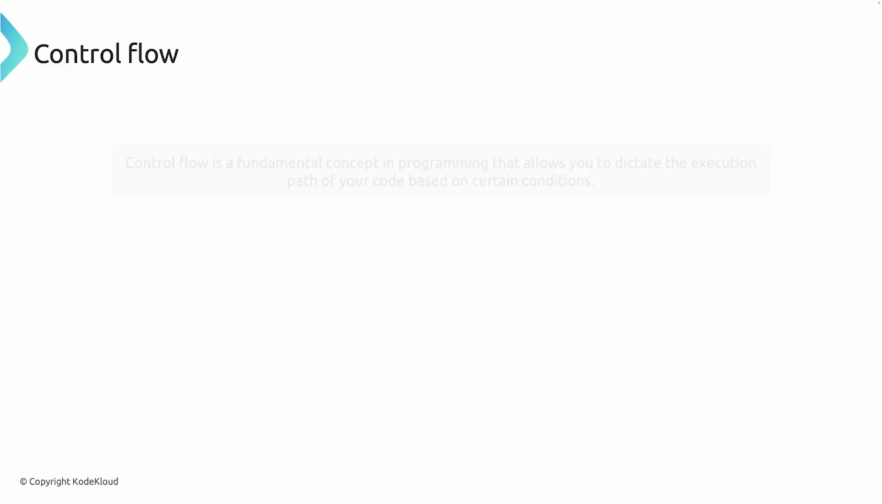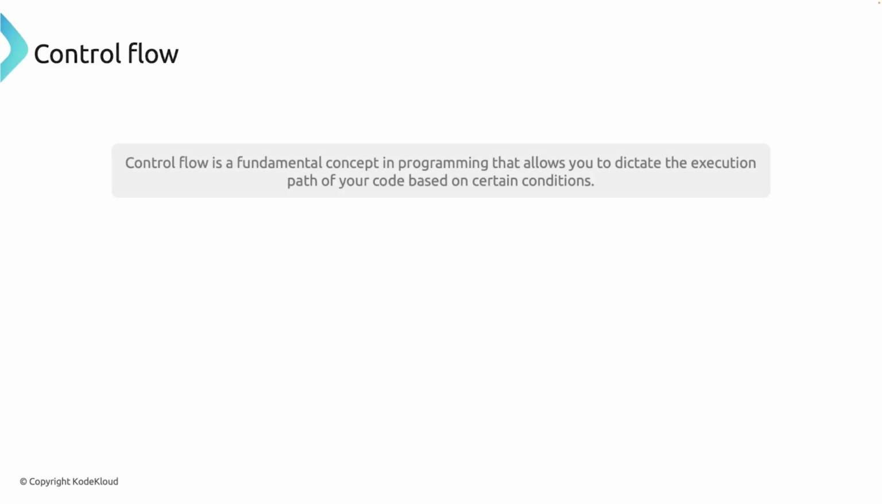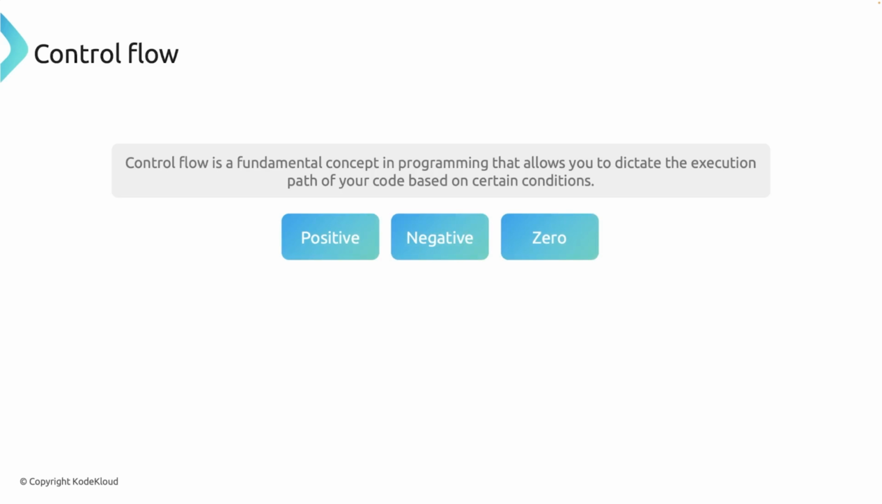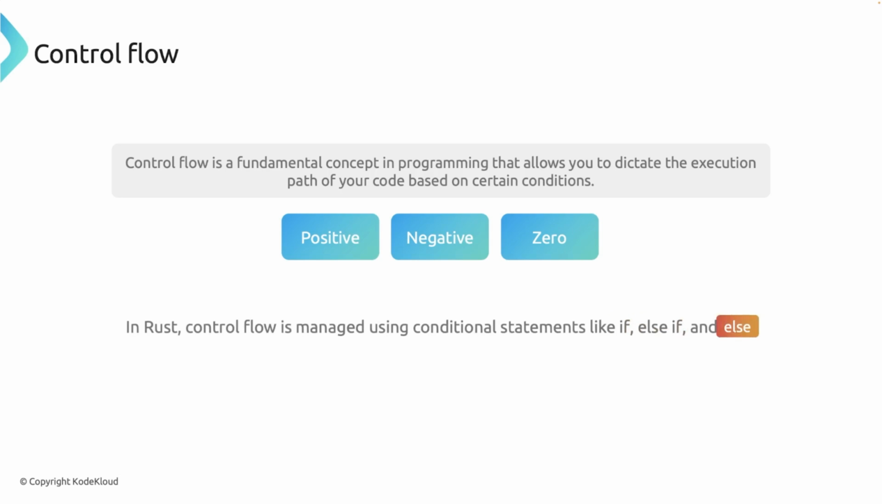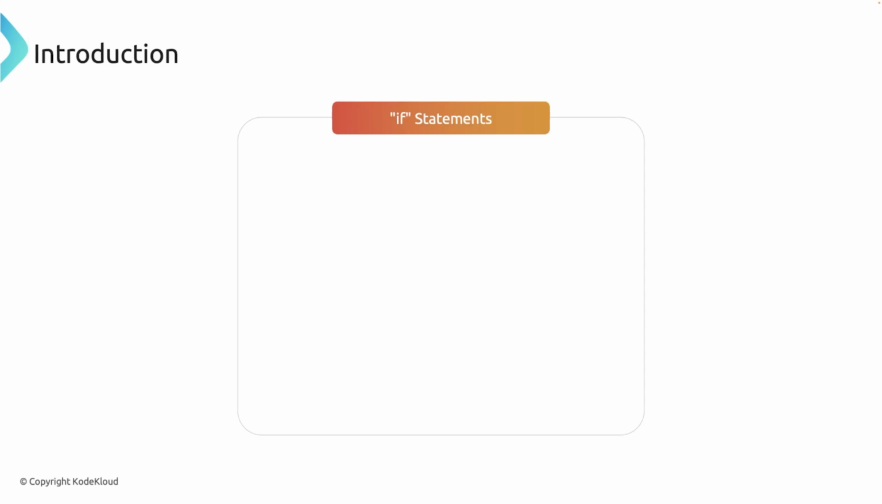Control flow is a fundamental concept in programming that allows you to dictate the execution path of your code based on certain conditions. For example, consider a program that determines whether a number is positive, negative, or zero. Depending on the value of the number, different blocks of code will be executed to provide the correct output. In Rust, control flow is managed using conditional statements like if, else if, and else. In this video, we'll walk you through these control flow structures, provide detailed explanations and examples to make it easy to understand. First up, let's start with the if statements.